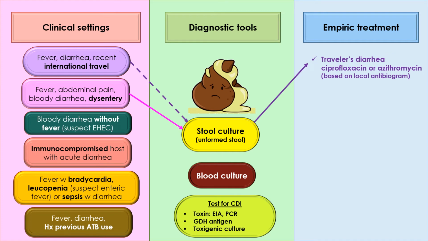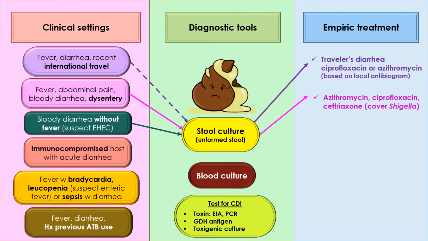If the clinical setting is fever, abdominal pain, and bloody diarrhea with dysentery. Dysentery means cramping abdominal pain so that you bend your body. This setting should be sent for stool culture. It may be caused by Shigella, and the recommended treatment is azithromycin, ciprofloxacin, or ceftriaxone.